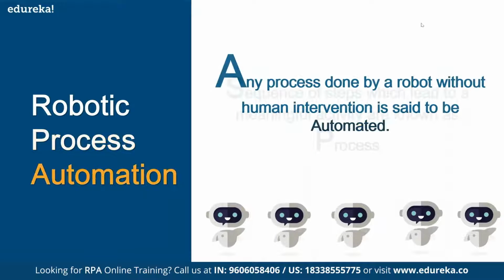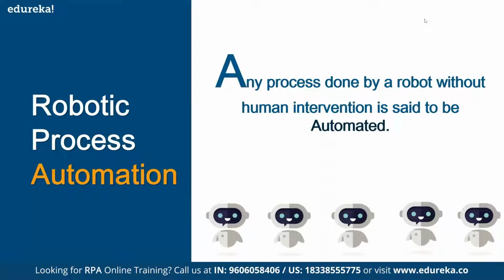So then what is automation? We have learned who a robot is and what a process is, right? What is automation? Any process, that is any business process, that is done by a robot. We have looked into what a robot is, right? A robot is an entity which mimics your human action, right? And a process is the step-by-step things which result in a meaningful activity. Then what is automation? A process which is done by a robot without human intervention is said to be automated, right?